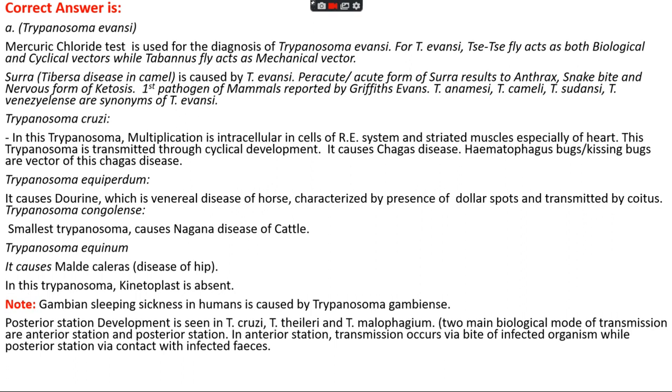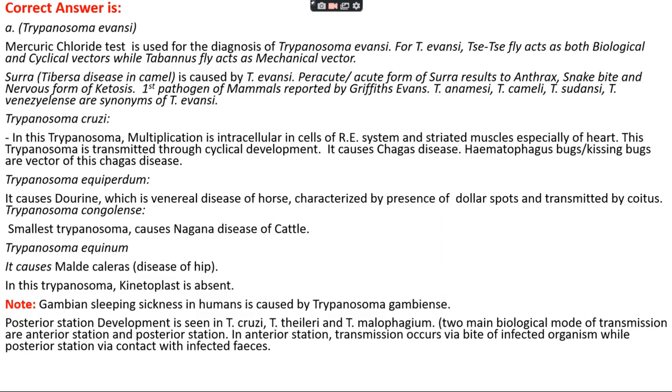We all hear about sleeping sickness. Gambian sleeping sickness in humans is mainly caused by Trypanosoma gambiense, okay? And another exam point of view: the posterior station development is sometimes asked. The right answer is that posterior station development is seen in Trypanosoma cruzi, Trypanosoma theileri, and Trypanosoma melophagium.